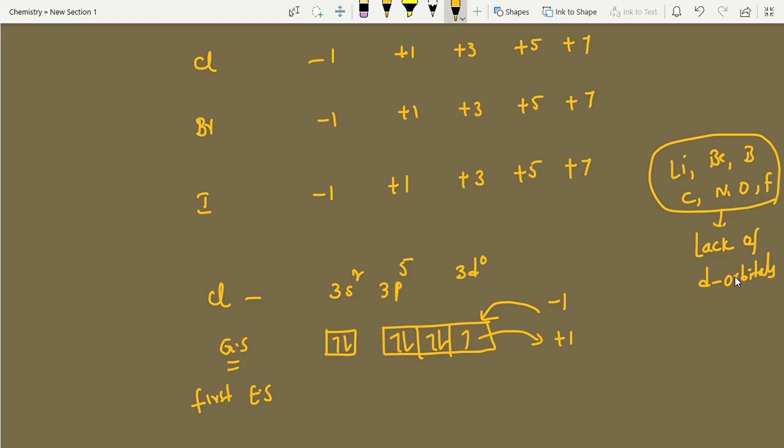Why does nitrogen not show more than 4 covalency? Due to lack of d orbitals. Like that, carbon hydrolysis is not possible, while silicon hydrolysis is possible, due to lack of d orbitals. For many questions, the reason is lack of d orbitals. Here, what about chlorine?